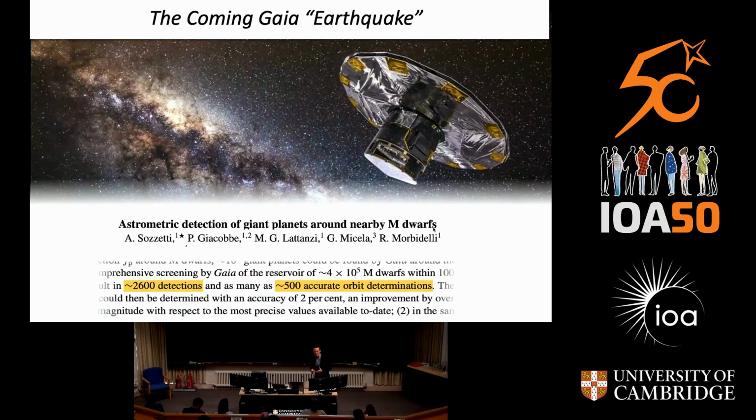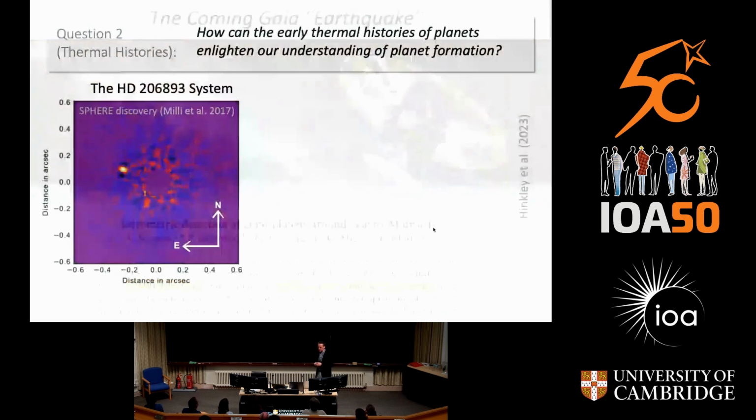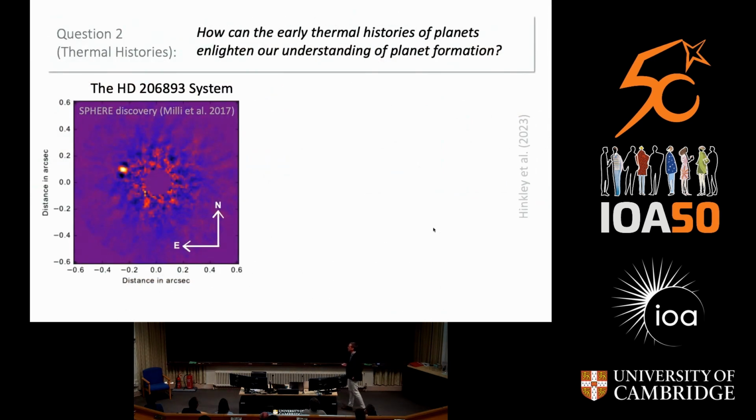And this is only going to get more powerful with Gaia. Gaia, in a few years, is going to give us thousands of detections of planets and hundreds of accurate orbits. An example of using Gaia early to sort of benefit the direct imaging method is maybe given by this study of the HD 206893 system. This was a target of the SPHERE GTO survey that detected this kind of wide separation brown dwarf here.